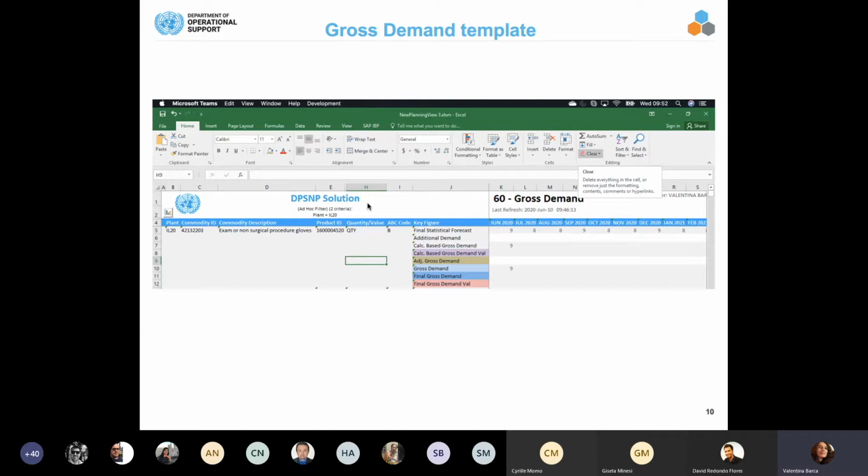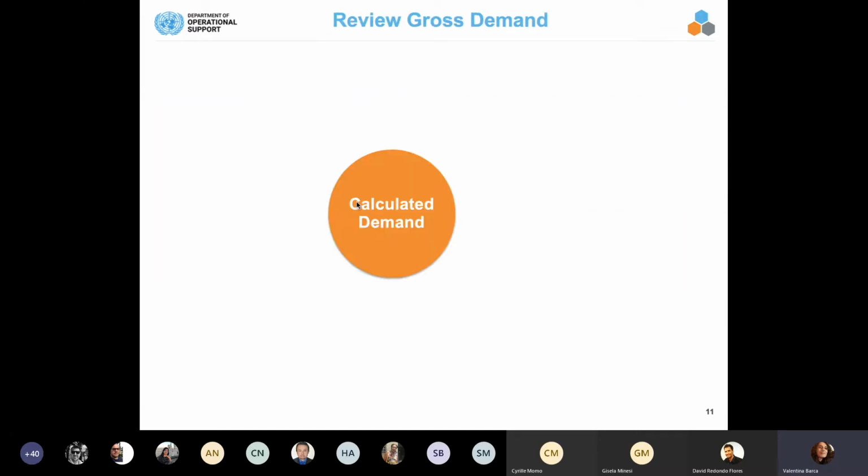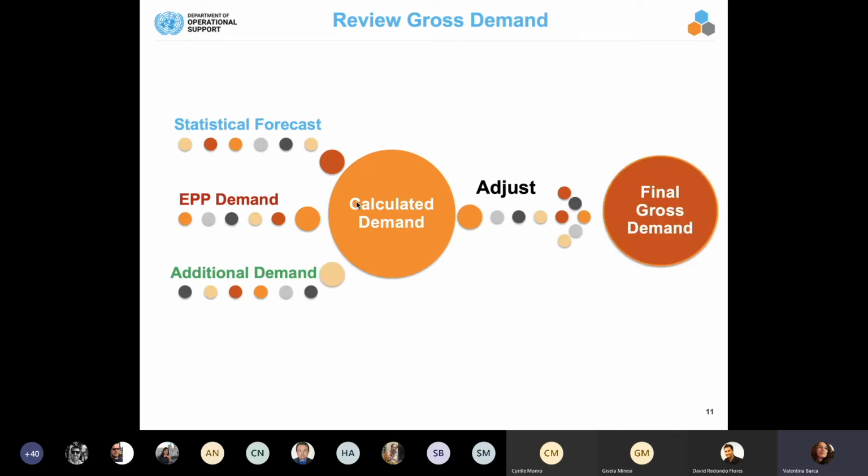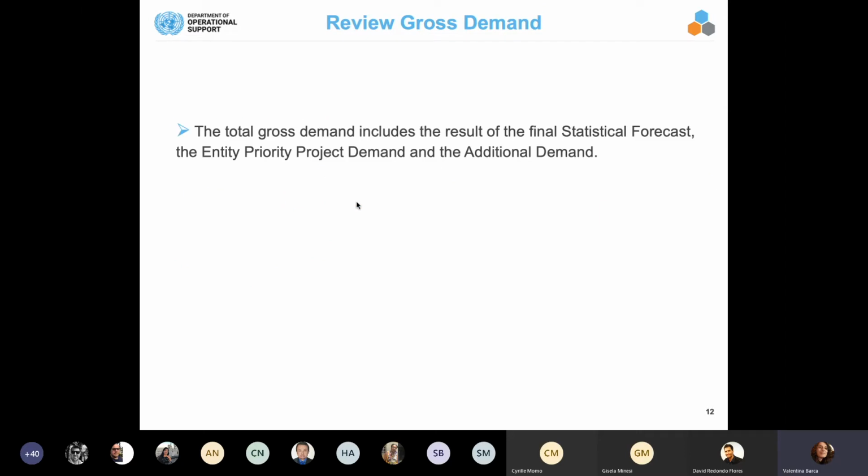Obviously, you will adjust the quantity. So if you do that, the system will do the process again. So it will do the adjustment gross demand, which will be adjusted, and then the final gross demand, and then the value. Before I go on, this is just a visualization of what we just saw. I think it's pretty clear. It's just another way to remember what the gross demand template is about.